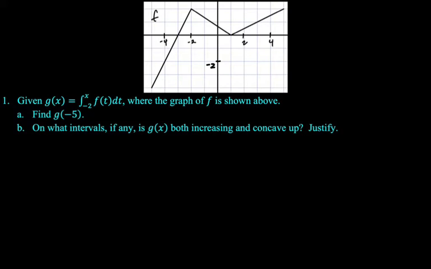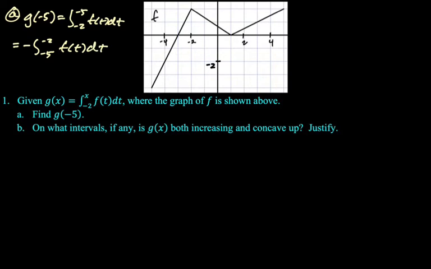Given that g of x is the integral from -2 to x of f of t dt, where the graph of f is shown above. Find g of -5. So first thing I'm going to do is just plug in. G of -5 should be the integral from -2 to -5 of f of t dt. But there's kind of a little problem there. We really want the upper bound to be the bigger number, and right now it's not. So I'm going to flip the bounds and change the sign and say that it's the negative of the integral from -5 to -2 of f of t dt.